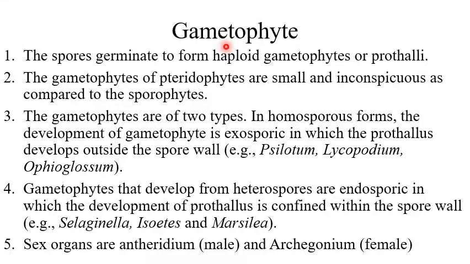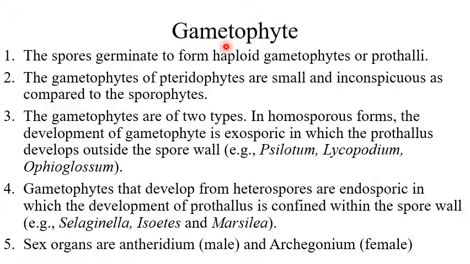The male sex organ is called the antheridium and the female sex organ is called the archegonium, which is present within the gametophyte. But this gametophytic phase of pteridophytes is short-lived, a very small time span, and after fertilization again there is germination and development of the sporophyte.